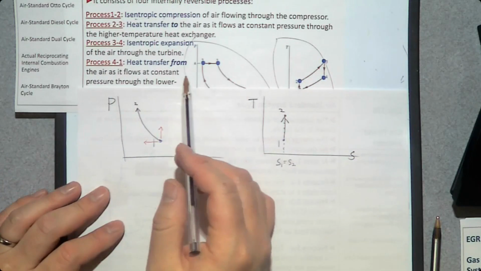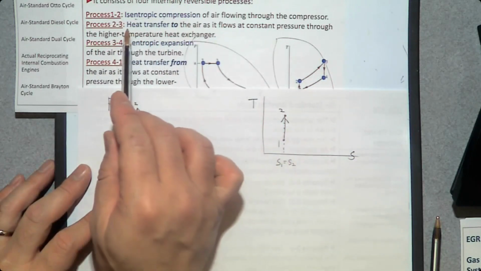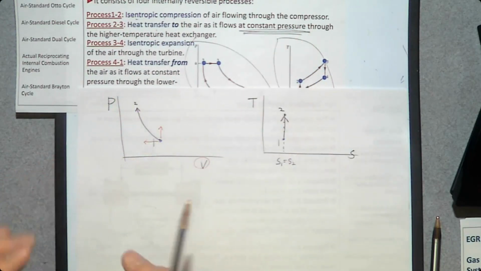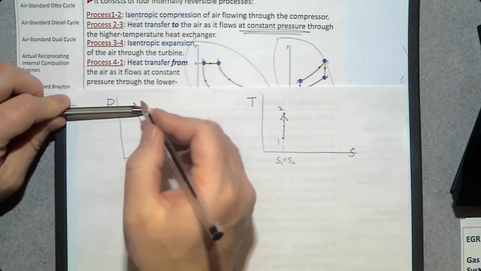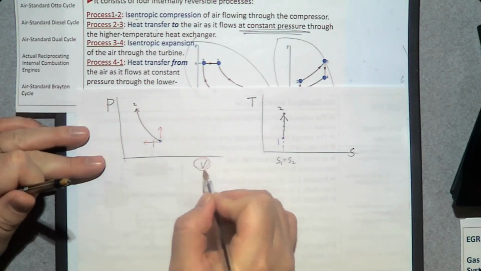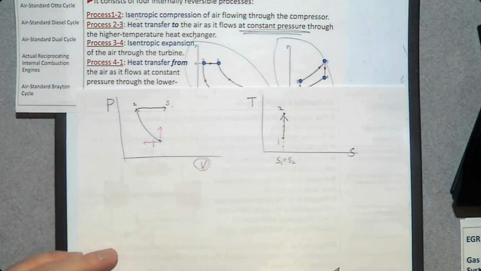And this isentropic compression is followed by heat addition at constant pressure. So constant pressure heat addition. So this pressure P should remain constant. And it is added, therefore volume goes up. So this is number 3. And it's a constant pressure heat addition.